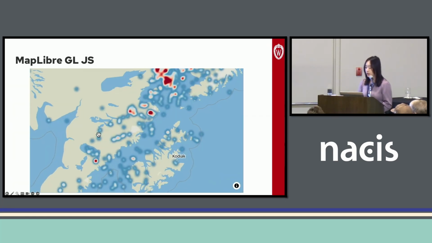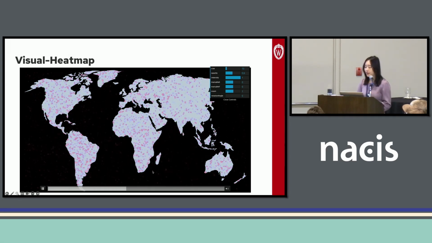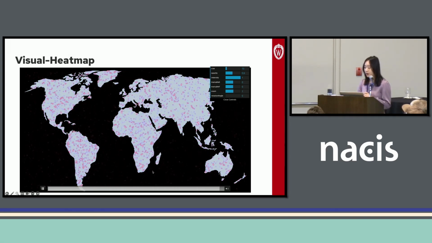This is an example from MapLibrary. You'll notice clusters gradually break down into individual dots as you zoom in. At a certain zoom level, both clusters and dots are visible simultaneously. And this is an example I really like from Visual Heat Map. It's an open source JavaScript module. It lets you control the size and opacity of the dots, but for zooming, it requires using the translate X, Y, and zoom buttons on the top right; you cannot actually pan with the mouse.